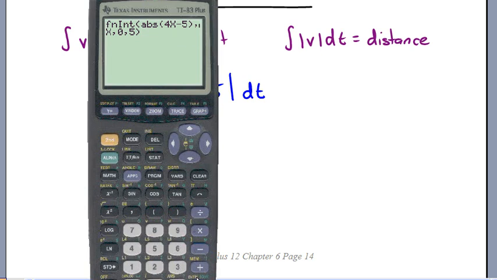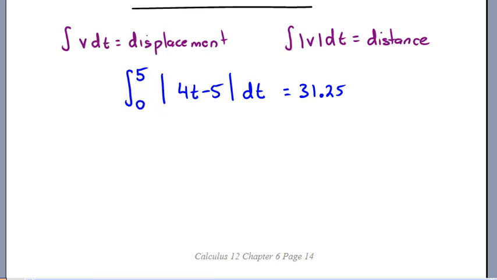Let it do the work, right? It'll deal with the fact that for some of the time that 4t minus 5 was actually negative. Okay, and so the answer there ends up being 31.25.